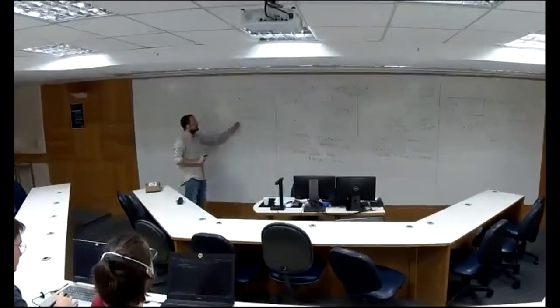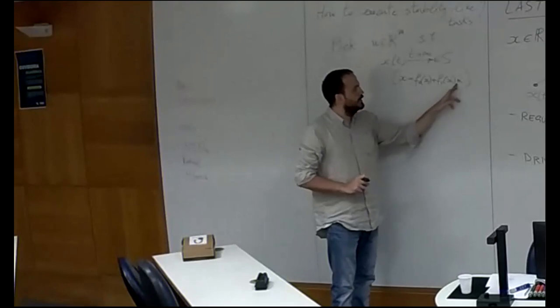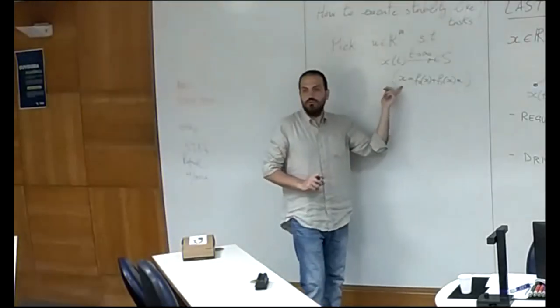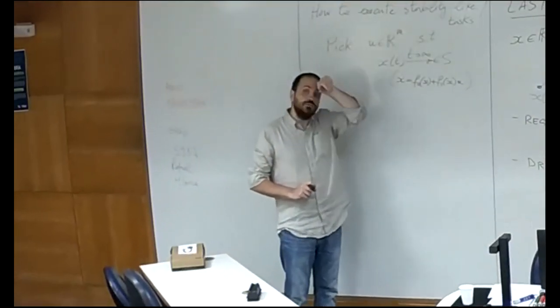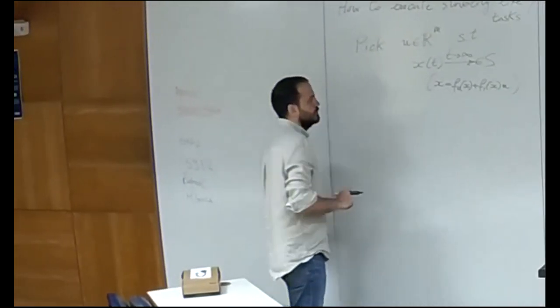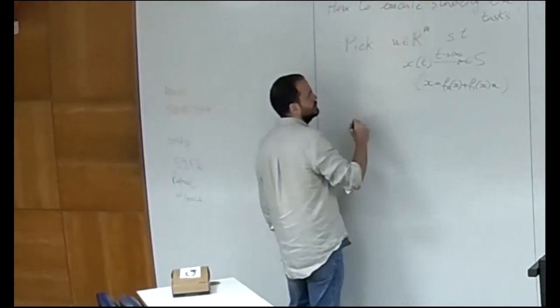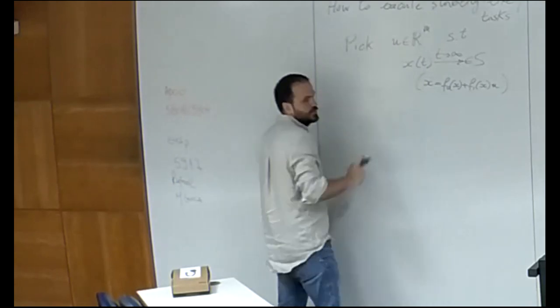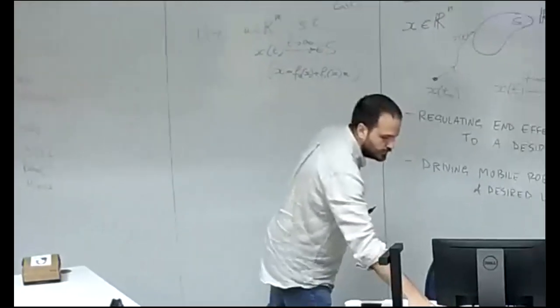Now we said this is a difficult problem because we need to pick a vector u to influence the motion of a vector x. So in general, that's not easy. So we said let's simplify. So this is hard.